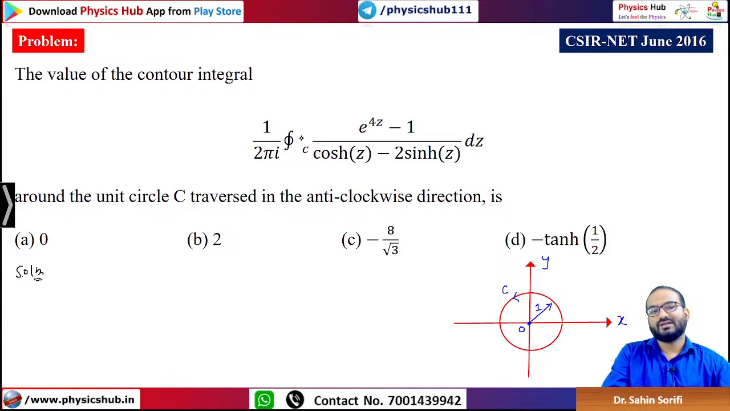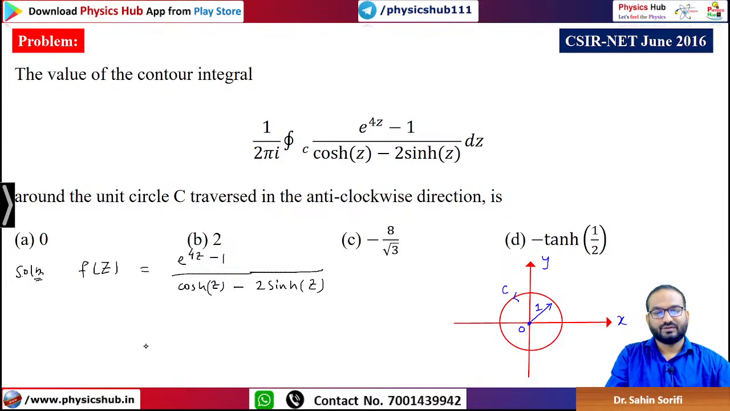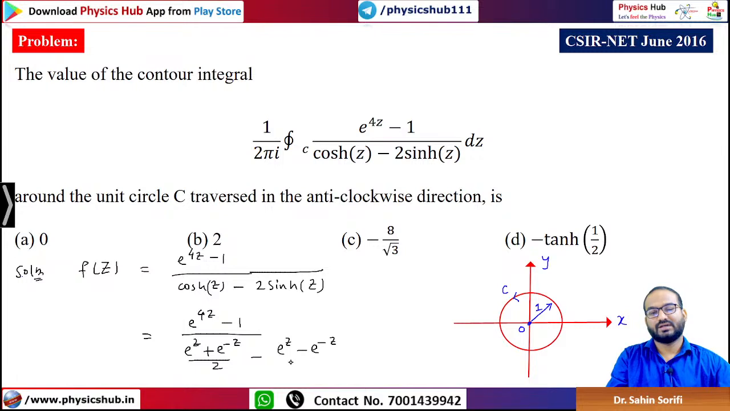So for the time being, let's consider this integral part as f of z. Just ignore 1 by 2 pi i for the time being. f of z is equal to e to the power 4z minus 1 divided by cos hyperbolic z minus 2 sin hyperbolic z. So let's evaluate this. cos hyperbolic z is e to the power z plus e to the power minus z by 2, minus 2 multiplied by e to the power z minus e to the power minus z divided by 2.